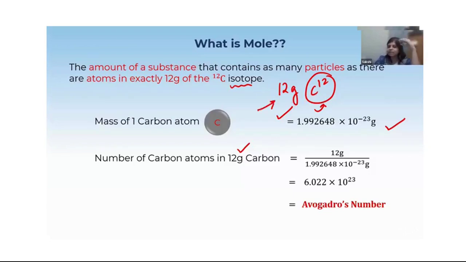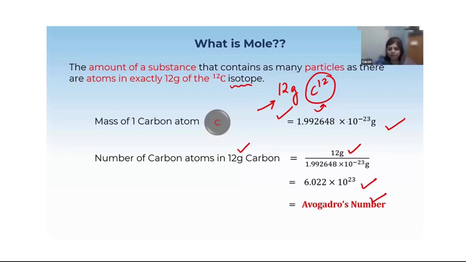So as many particles as there are inside this carbon-12 atom sample, which is 12 grams of carbon-12, is equal to 1 mole of any substance, right? So we have 12 grams, and we are dividing it by 1.99264 into 10 power minus 23 grams. This is the mass of one carbon atom. So we get Avogadro's number, right?